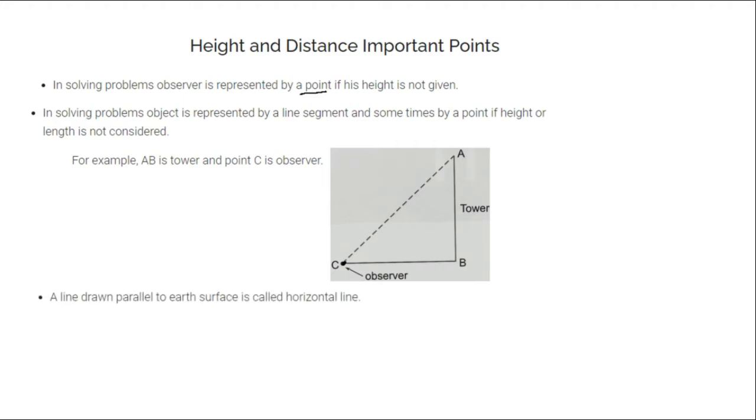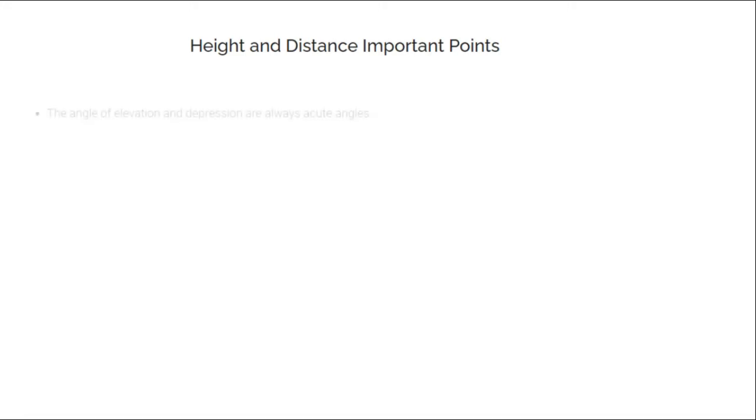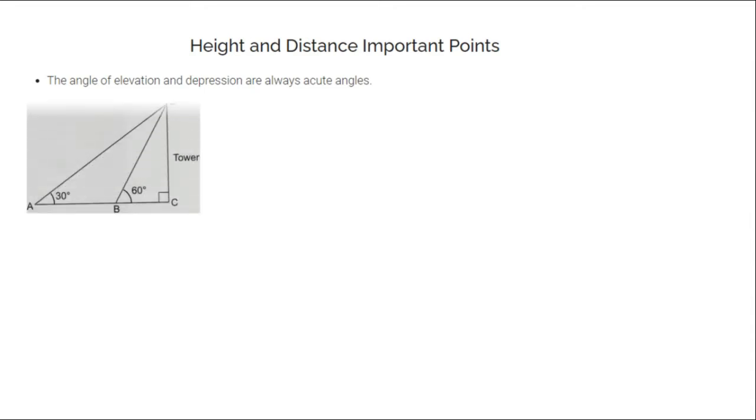A line drawn parallel to Earth's surface is called a horizontal line. The angle of elevation and the depression are always acute angles. Look at this. There is a tower. Here there are two people, say they are represented with the points A and B. If they are observing the top of the tower, the angle of elevation is 60 degree as well as 30 degree.